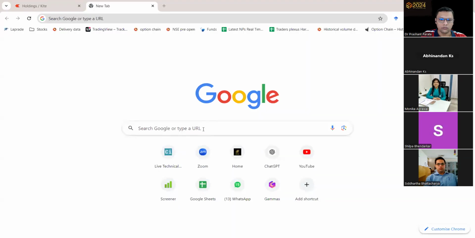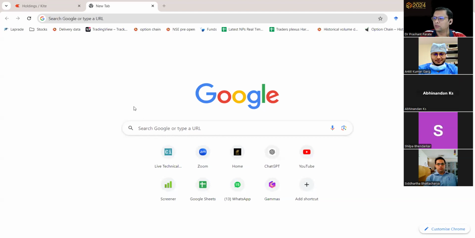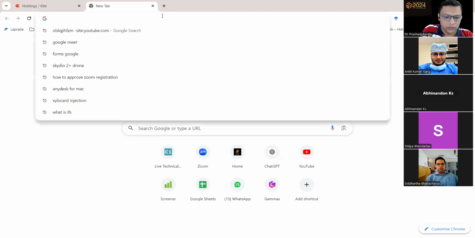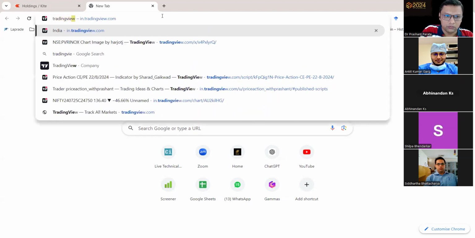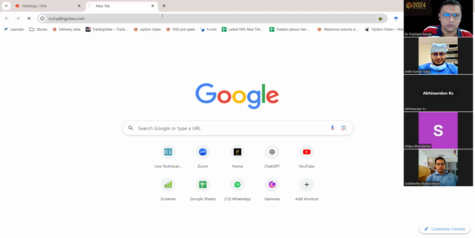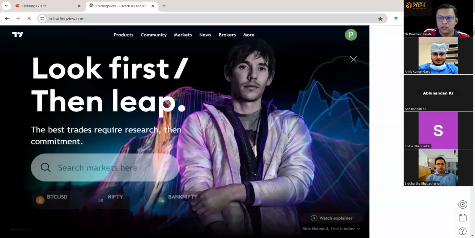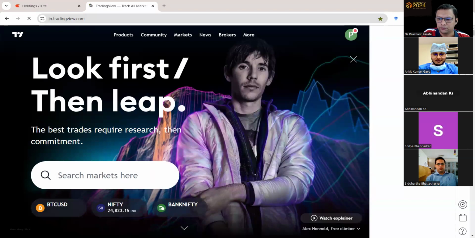Now I will show TradingView. Okay. Is my screen visible? Yes, sir. So you have to open TradingView. It will show like this.